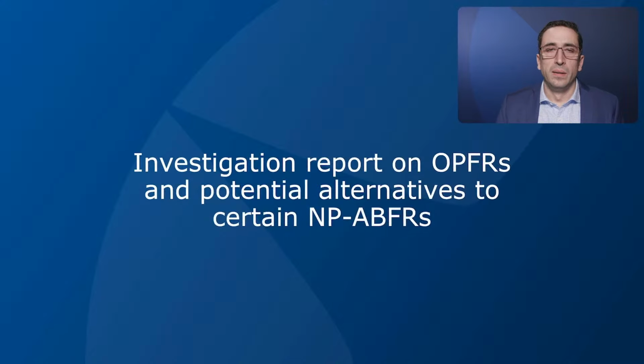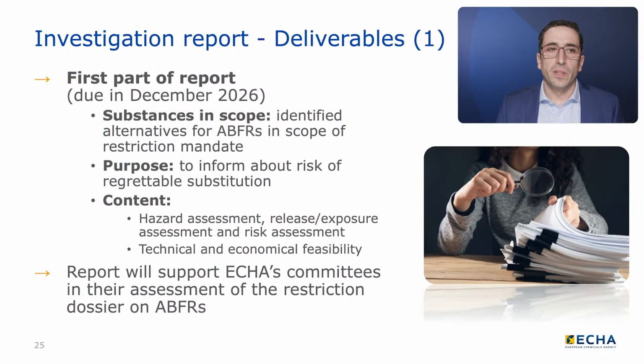As I mentioned earlier, the mandate sent by the European Commission also contains a request for ECHA to prepare an investigation report on organophosphorus flame retardants and potential alternatives to certain non-polymeric ABFRs. This report is divided in 2 distinct parts. In the first part of the report, due in December 2026, the substances in the scope are the alternatives identified for the ABFRs in the scope of the restriction mandate.